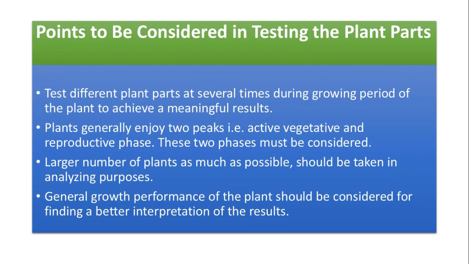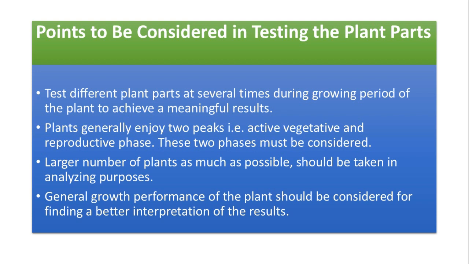So, points to be considered in testing the plant parts. Number one, test different plant parts at several times during the growing period of the plant to achieve a meaningful result, not to analyze a single time. If possible, analyze several times based on the ontogeny or growth stage of the plant. Plants generally show two peaks, that is, the active vegetative and reproductive phases. These two phases must be considered for the analysis of the plant.